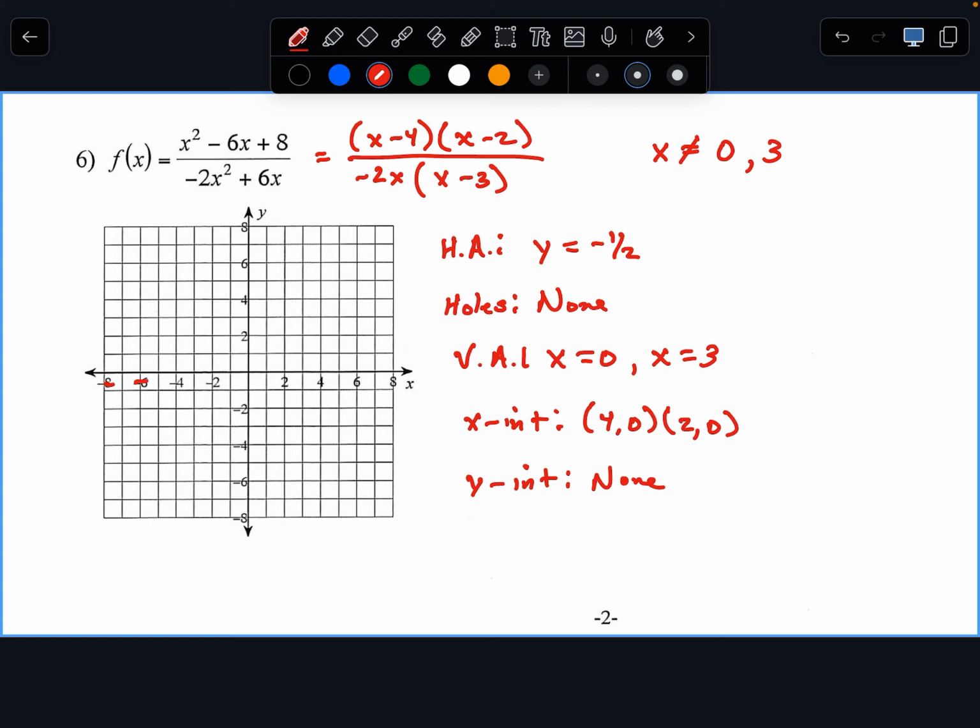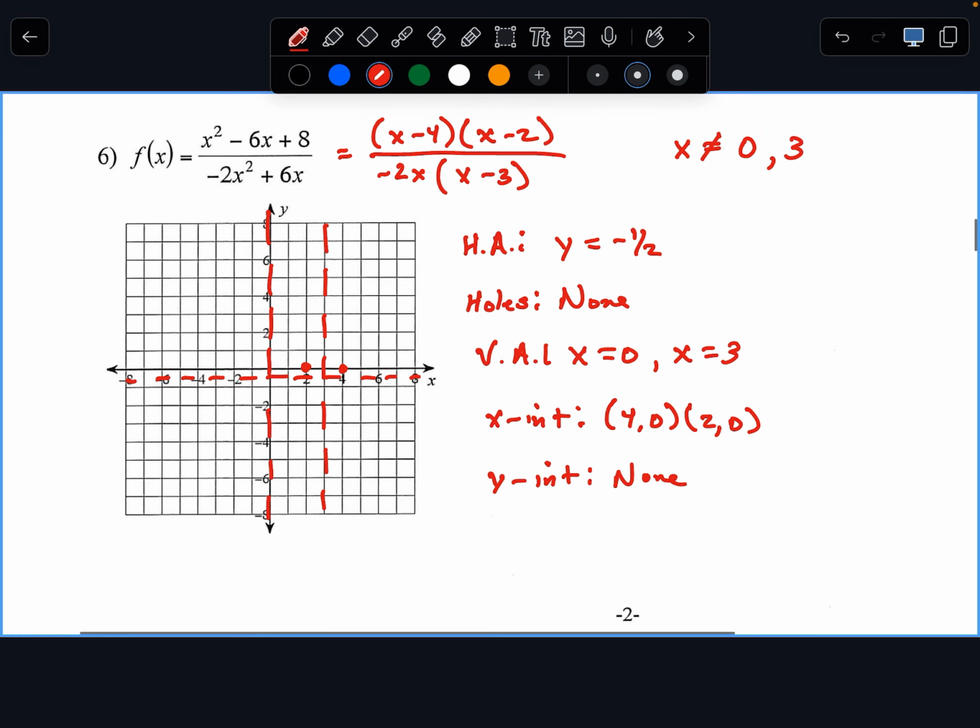Y-intercept, -1/2. No hole in the graph. X equals 0, you've got a vertical asymptote. X equals 3, got another vertical asymptote. And then a couple of x-intercepts. One of them is at 2. The other one is at 4. All right, so there is the information that we do have.